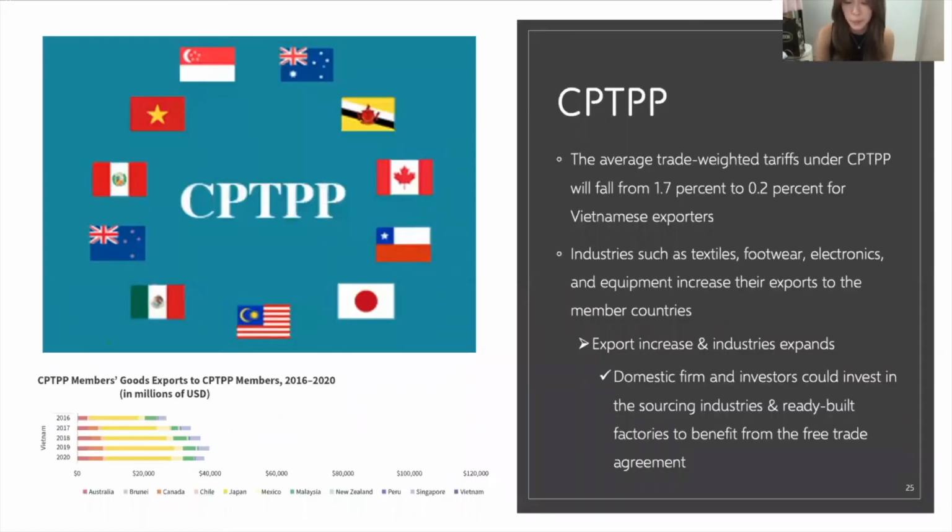Under CPTPP, the trade tariff was reduced from 1.7% to 0.2% for Vietnamese exporters. This enabled industries like textile, footwear, electronics, etc. to have an opportunity to increase their exports to the member countries. Due to the increase in exports, industry and factories will further expand in Vietnam. Hence, domestic and foreign investors could invest in the sourcing industry and ready-built factories to benefit from the free trade agreement.